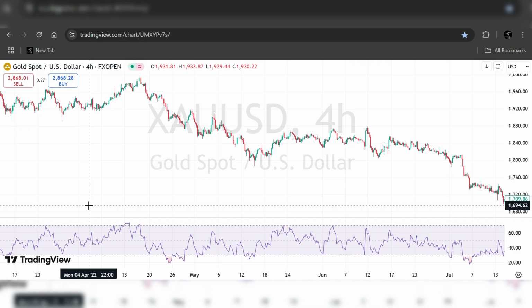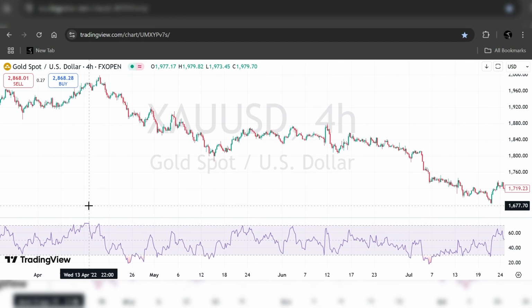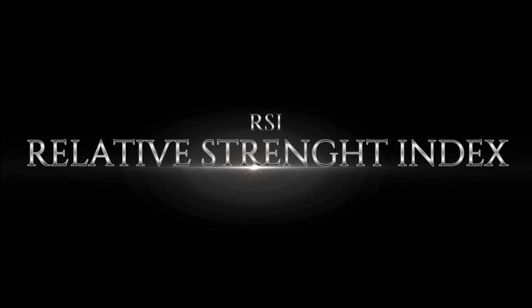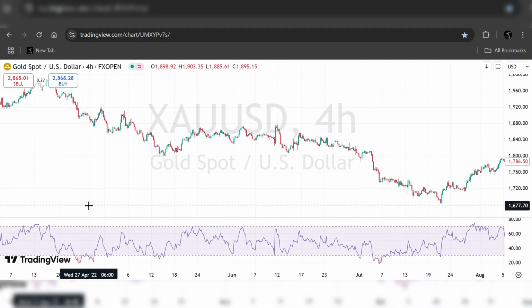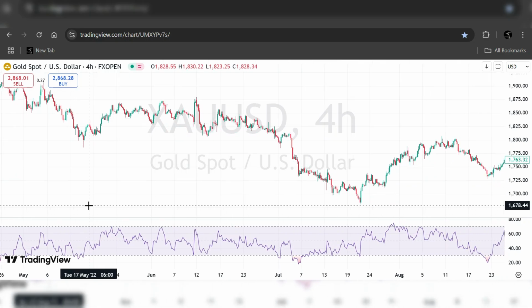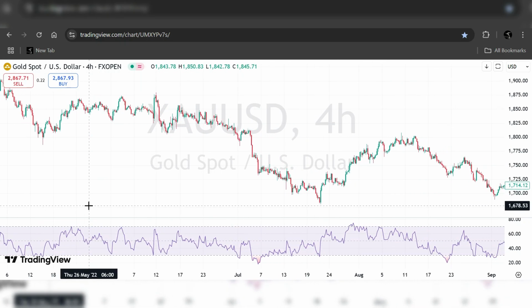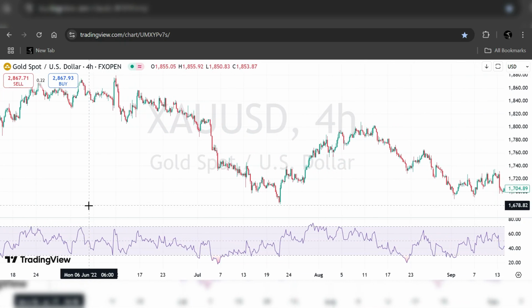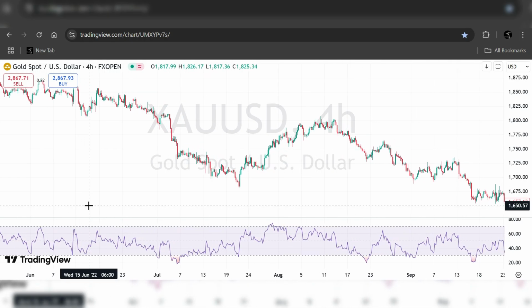Today we're diving deep into one of the most popular tools in technical analysis, the Relative Strength Index, or RSI. Whether you're a beginner or an experienced trader, understanding the RSI can help you make more informed decisions in the market. In this video, we'll cover what the RSI is, how it works, and how you can use it to enhance your trading strategy.